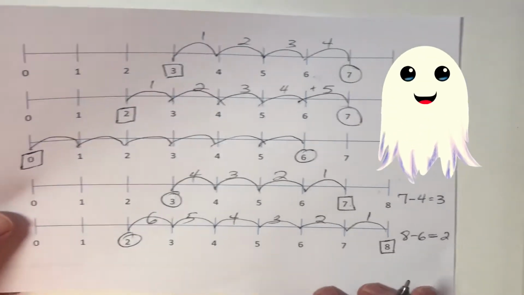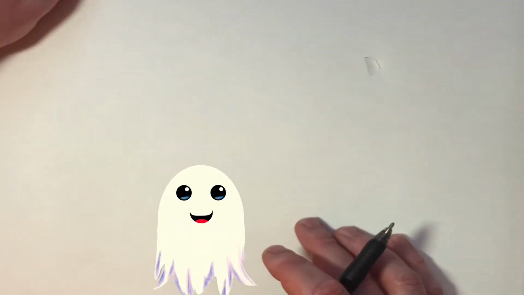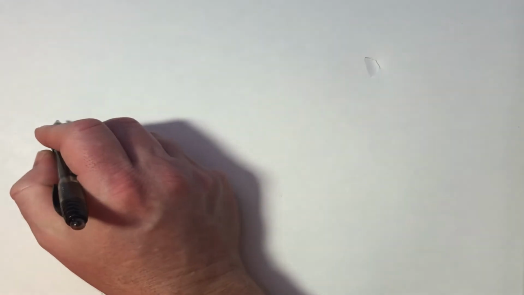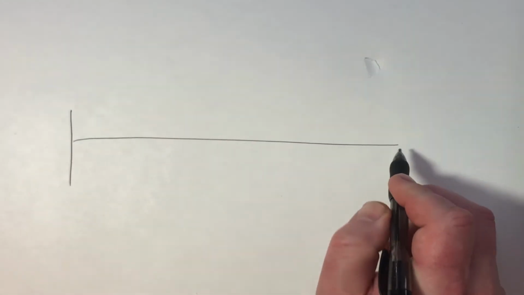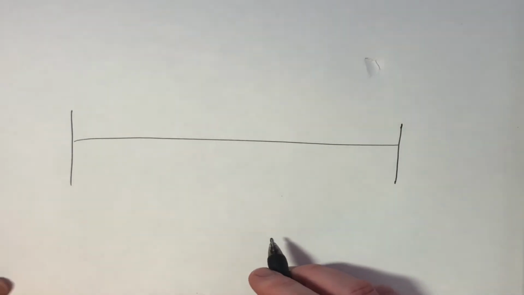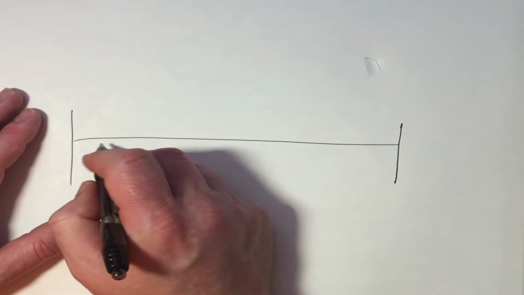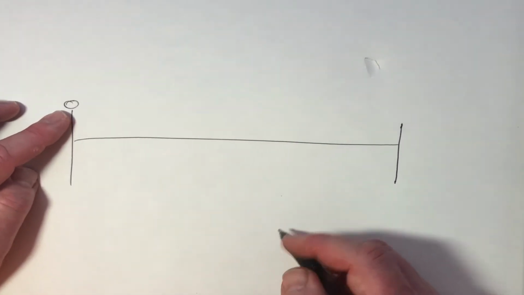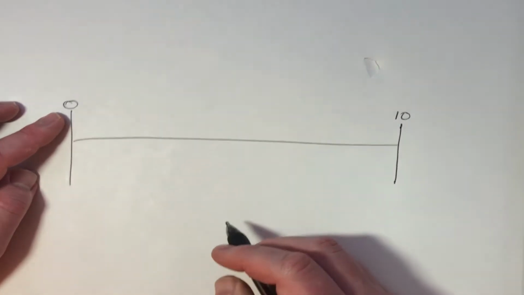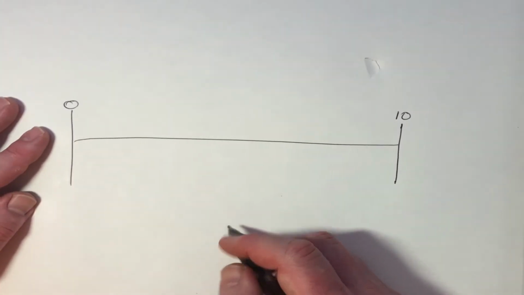Okay, now, let's try another one here. But I got a surprise for you. Instead of doing it with just numbers, we're going to try it with Halloween things. So we're going to have a scale right here. I'm going to draw a simple scale. And then we're going to draw some tick marks on here. We're going to start with 0. Okay, that's 0. And let's put 10 down here. 10. And then we're going to go in between.